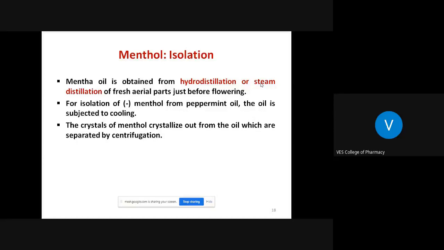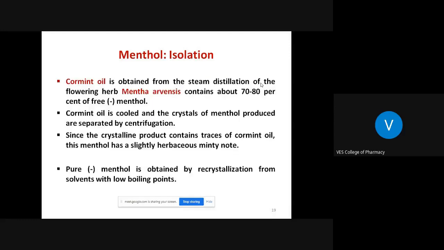Now, for isolation of menthol from peppermint oil, the oil is subjected to cooling. On cooling, the crystals of menthol will crystallize out from the volatile oil, mentha oil, which can be further separated by centrifugation. So the method of extraction is hydrodistillation or steam distillation. And for isolation, a cooling procedure is required in order to get crystals of menthol, which can be further separated by centrifugation.